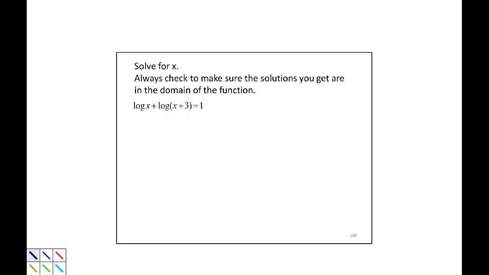Now, let's actually check what the domain is first. Since we have two logs, log of x tells us that x must be greater than 0. Log of x plus 3, okay, x plus 3 is greater than 0 whenever x is greater than negative 3. And both of those have to be true, so we definitely need to make sure that our values are greater than 0. If values are greater than 0, then both of those are true. That'll be our check at the end.